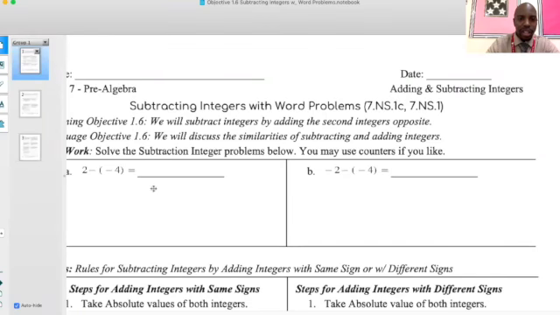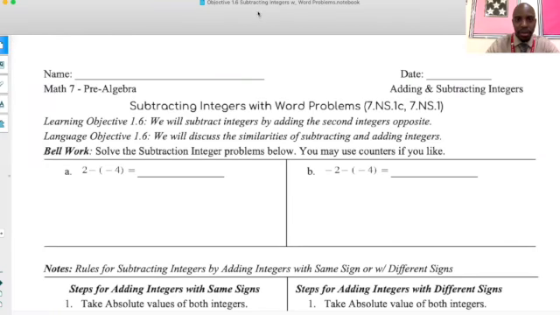Today we're going to be talking about subtracting integers with word problems. So we're going to focus on looking at word problems and identifying keywords that may represent subtraction. So let's look at it together. Please, if you have your packet with you, open it up to lesson 1.6, where we'll be looking at subtracting integers with word problems.